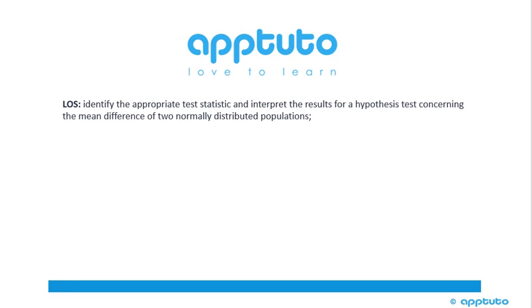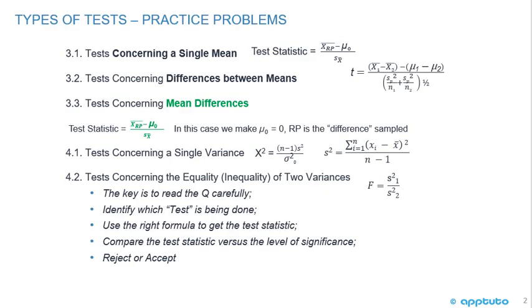This LOS is to identify the appropriate test statistic and interpret the results for a hypothesis test concerning the mean difference of two normally distributed populations. The t-test for tests concerning mean differences is based on data arranged in paired observations, and the test itself is sometimes called a paired comparisons test.